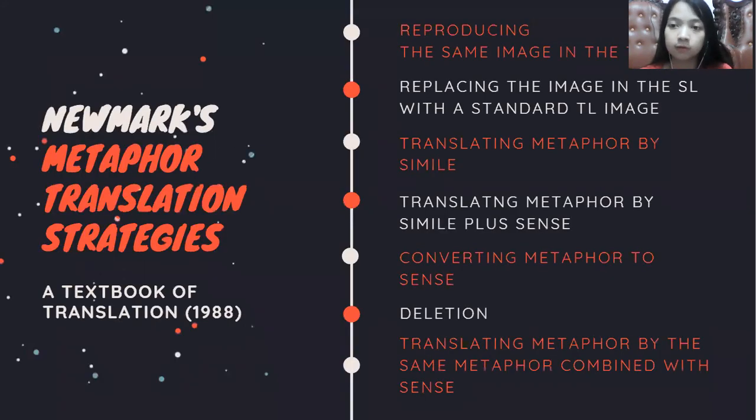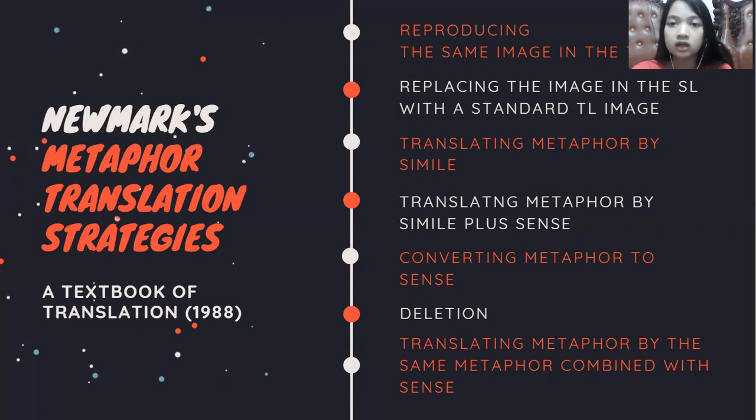In translating metaphor, and in this research I will also use it for simile, to identify the translation strategies, it is proposed by Peter Newmark in his book A Textbook of Translation, published in 1988. There are 7 strategies in translating metaphor. The first one is reproducing the same image in the target language, when the image is universal, so it is also found in the target language, so there is no difficulty in translating it.